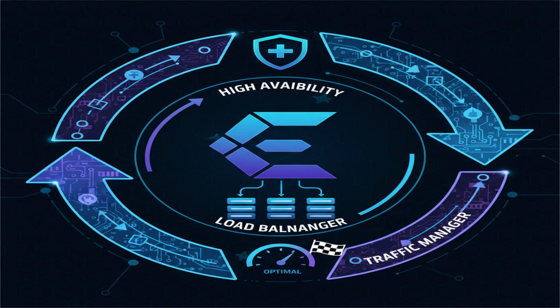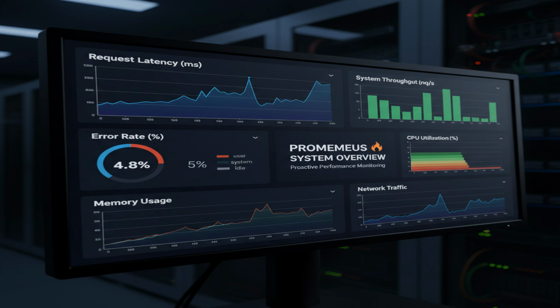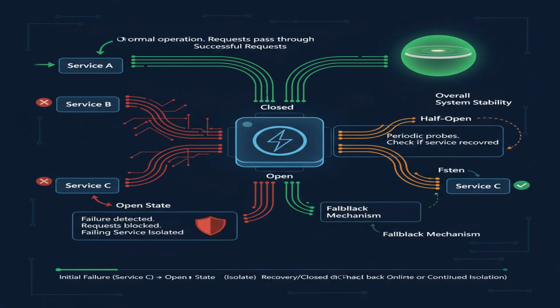To manage traffic and ensure high availability, we use Envoy as a reverse proxy. It intelligently routes requests based on server health. Envoy also provides crucial observability data, like request latency and error rates, enabling us to fine-tune our recommendation engine's performance in real time. Prometheus collects these metrics, allowing us to monitor the system's overall health and identify potential bottlenecks, such as a slow feature store query.